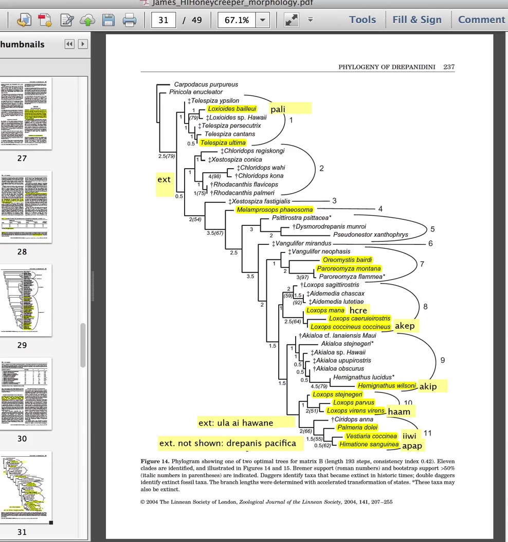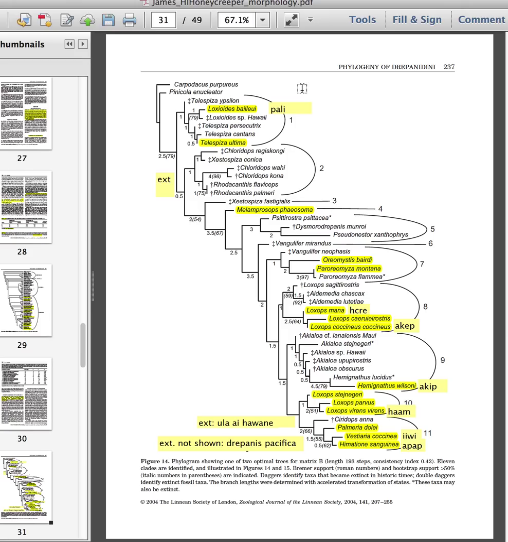Okay, then we're going to go a little deeper into just the Hawaiian honeycreepers, and here I've highlighted the species that are extant, so species that are in my phylogeny. I think I didn't quite get them all, 3, 4, 5, 6, 7, 8, 9, 10, 11, 12, 13, 14, 15. There are a couple extra that I didn't get fully highlighted on here, but you'll want to do the same thing and note which species are which.